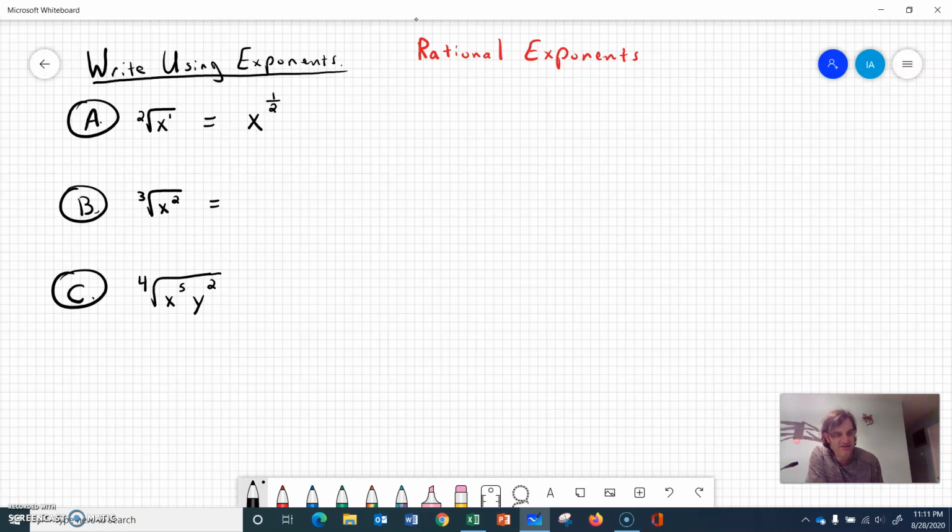The second one is the cube root of x squared. So under the radical there's a 2. So that's the exponent, or the numerator, and it's the cube root, so that's the denominator, x to the 2/3.